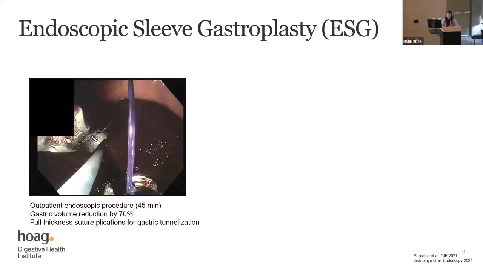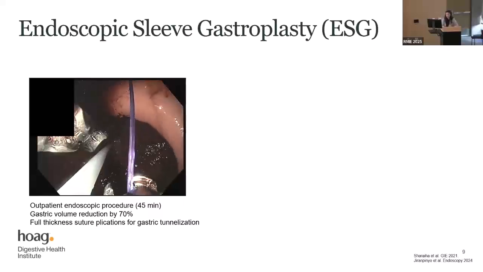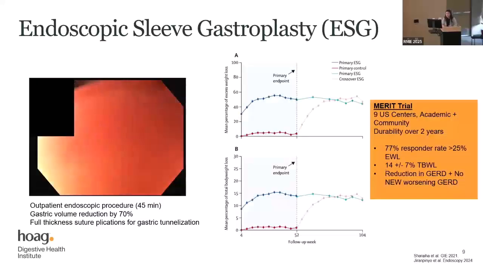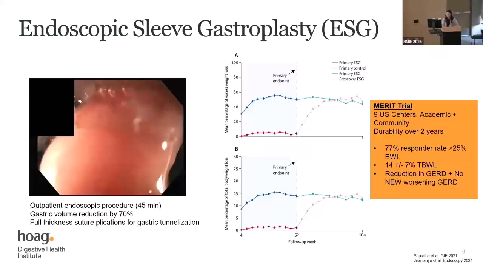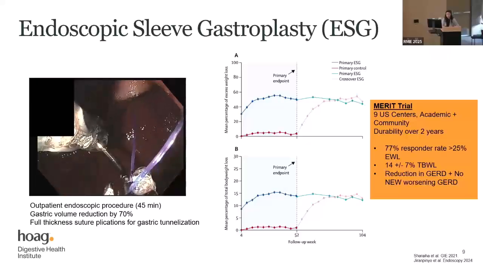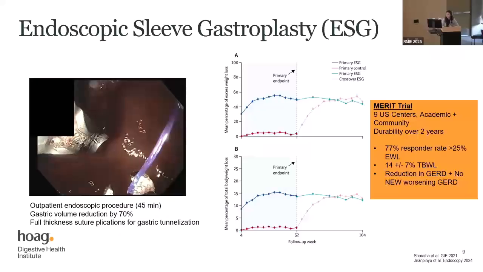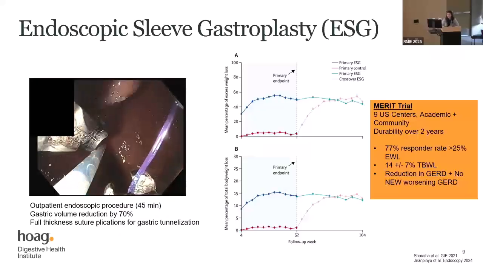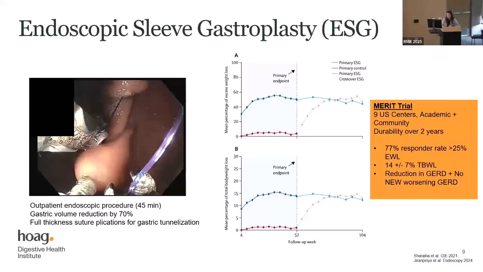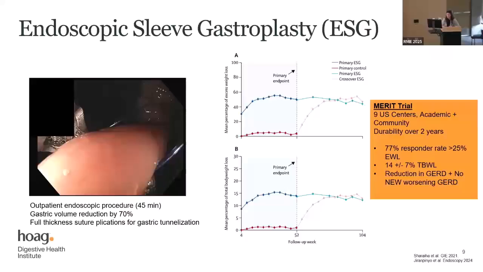We aim for a gastric volume reduction of around 70% using full thickness suture plications and gastric tunnelization. This is the randomized controlled trial that randomized patients from ESG to lifestyle, called the MERIT trial. At the 52-week follow-up, patients were able to cross over if they were put into the lifestyle arm. And despite being done in the middle of COVID, we saw a significant percent total body weight loss of around 14%, with 77% of patients achieving an excess weight loss of over 25%.